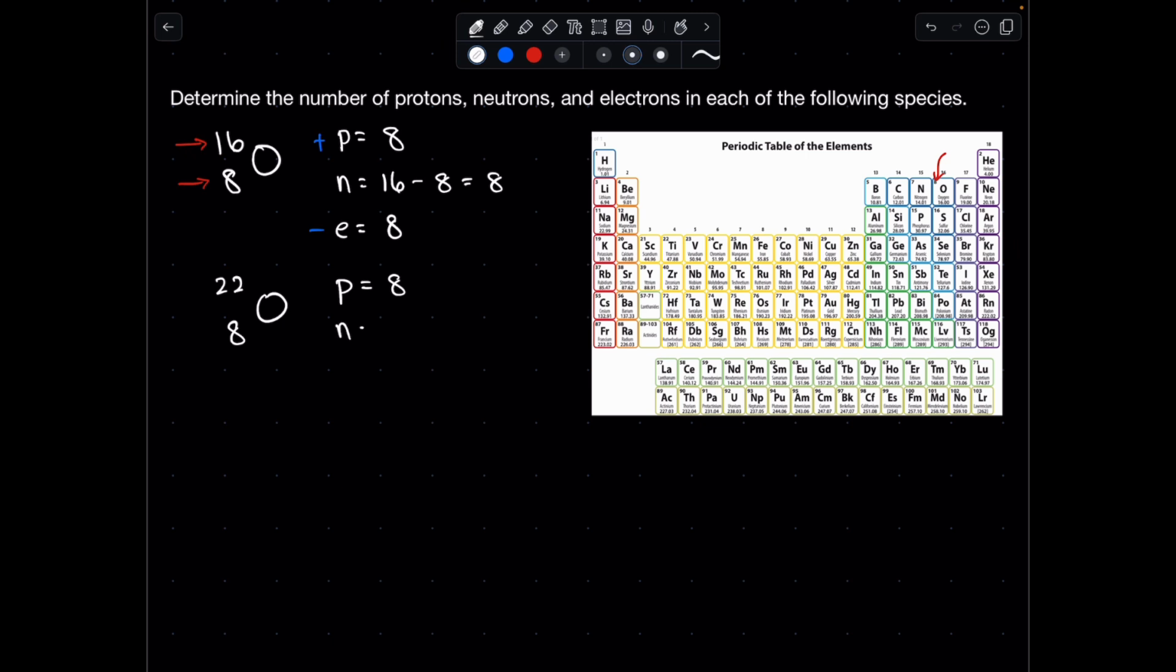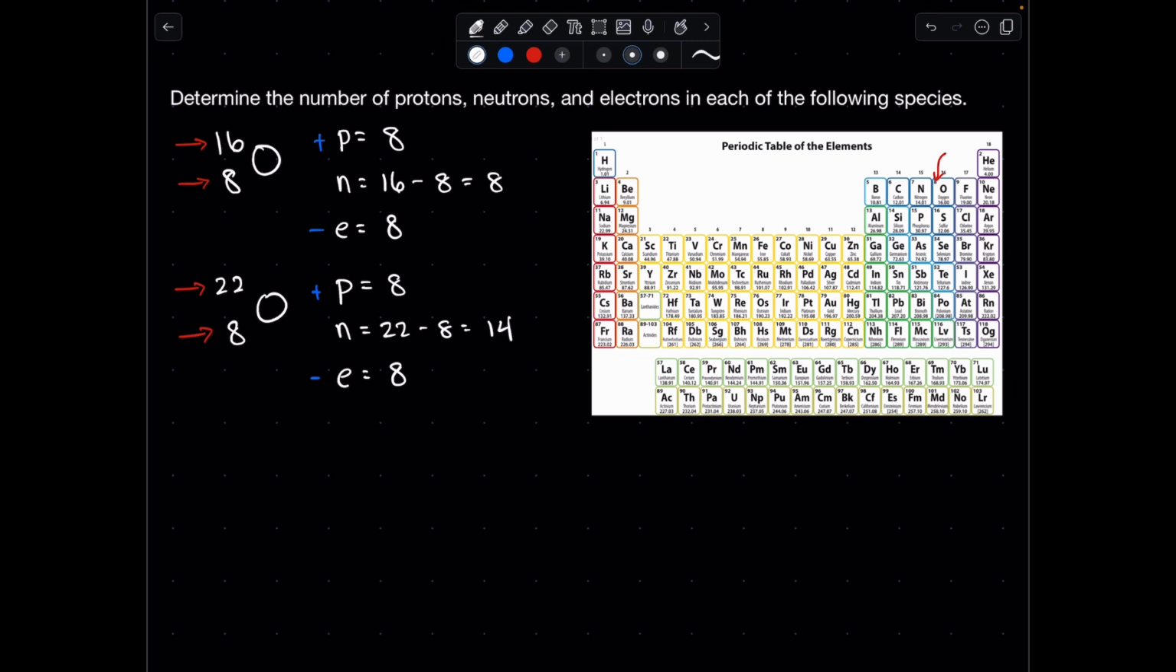Next, we're going to have neutrons. Again, we're going to use our formula. We're going to take our total mass and subtract our number of protons. 22 minus 8 is going to be equal to 14. So we have 14 neutrons. And then again, electrons, we have a neutral species. So our number of electrons has to match our number of protons because again, our protons are positively charged, our electrons are negatively charged, and we have a neutral atom. So that will be 8.